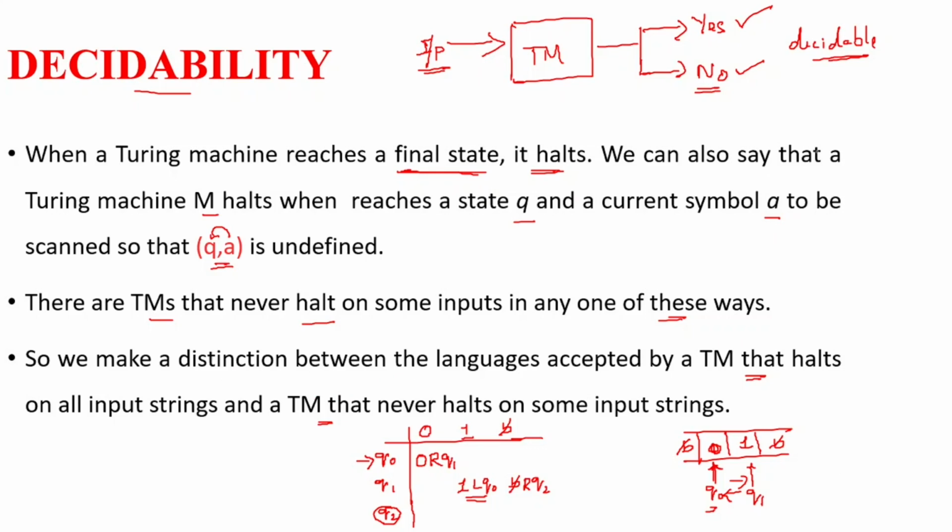So this is an example of the Turing machines mentioned in point 2. For some inputs, it does not halt at all, right? Such Turing machines are undecidable.